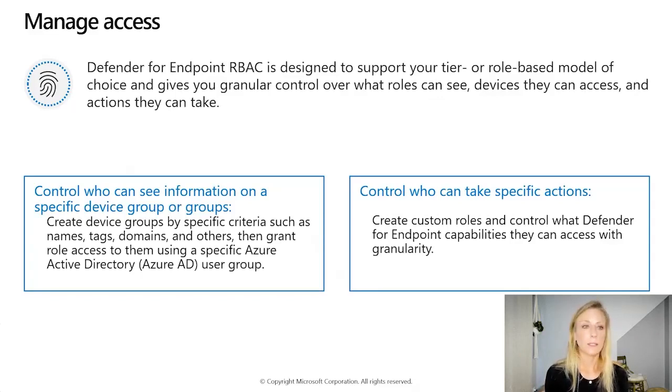Then the second control that we take into account is controlling who can see information on a specific device group or groups. This means that we can create device groups by specific criteria. This could be stuff such as names, tags, domains, and then we can grant role access to these individuals by using specific Azure Active Directory user groups. This also means we can implement role-based access by defining admin roles, assigning corresponding permissions, and then assigning Azure AD user groups to those roles.